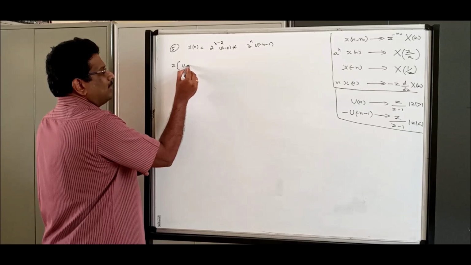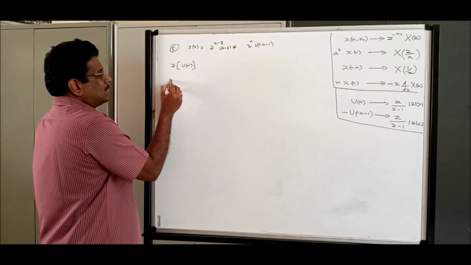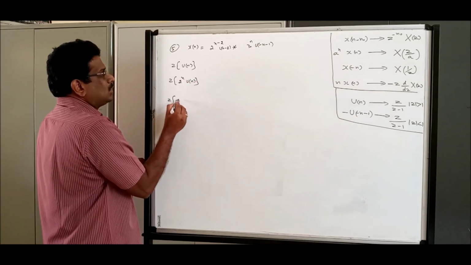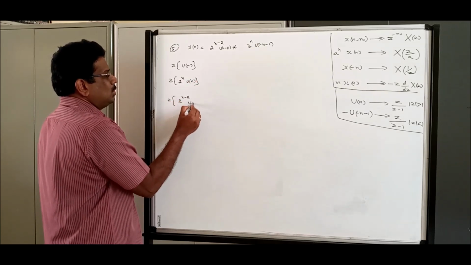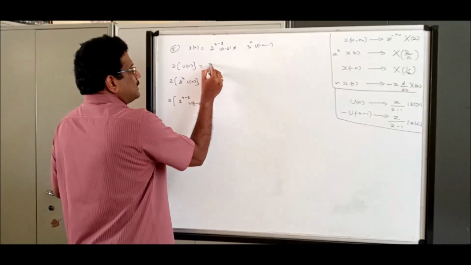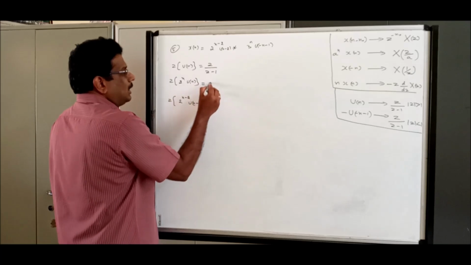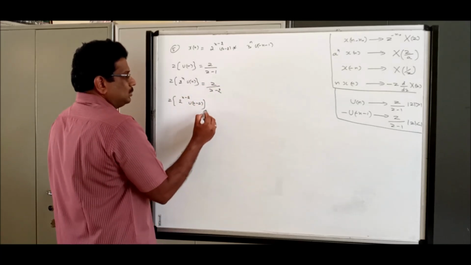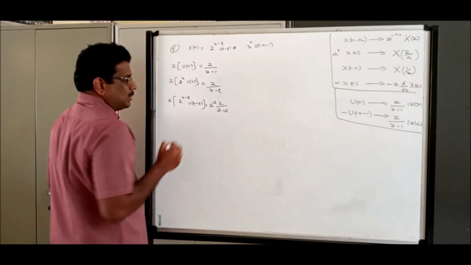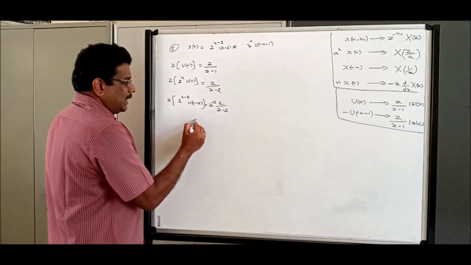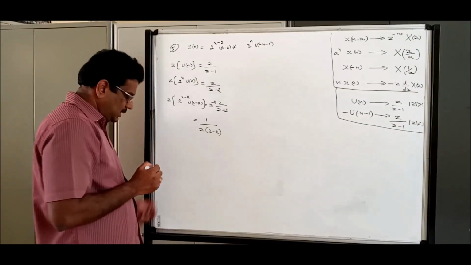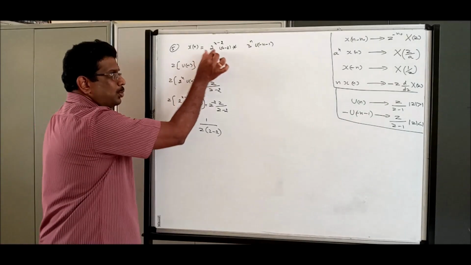Z transform of u of n, Z transform of 2 power n u of n, Z transform of 2 power n minus 2 u of n minus 2. Now let us do that. Z by Z minus 1, Z by Z minus 2, Z by Z minus 2 multiplied by Z power minus 2 as per the property. And then if you cancel, it is 1 by Z into Z minus 2. Okay. This is the answer for this portion.